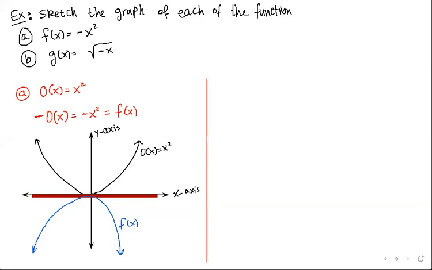The second one is g of x equals square root of minus x. What is the original function here?